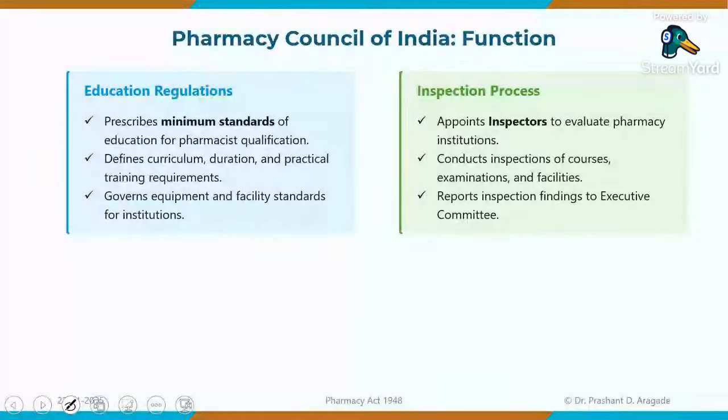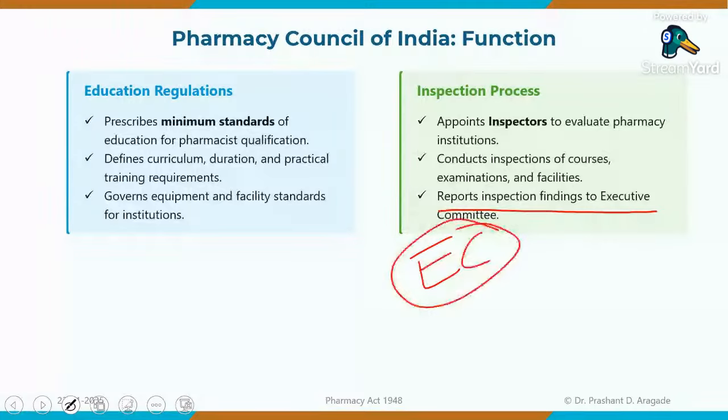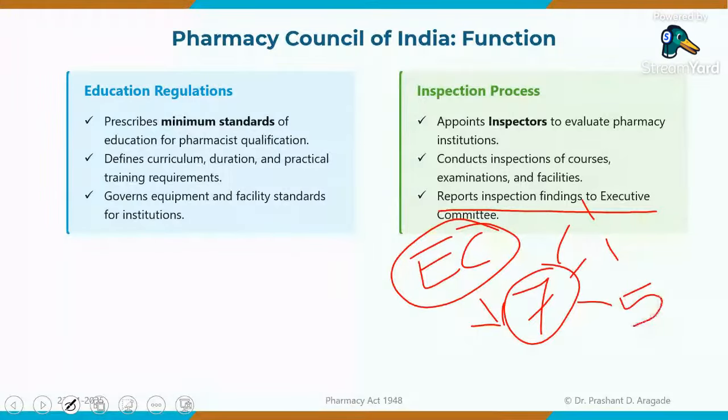And they will submit the reports of the inspections to the executive committee of PCI, that is the EC committee. It is called the EC of PCI, executive committee, consisting of 7 members. One is the president, another is the vice president, and 5 members are elected from the central council.